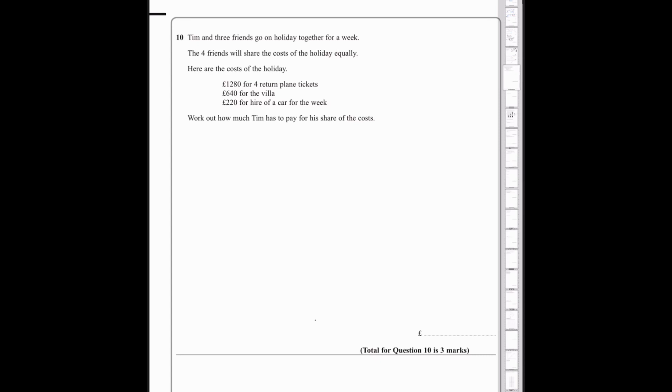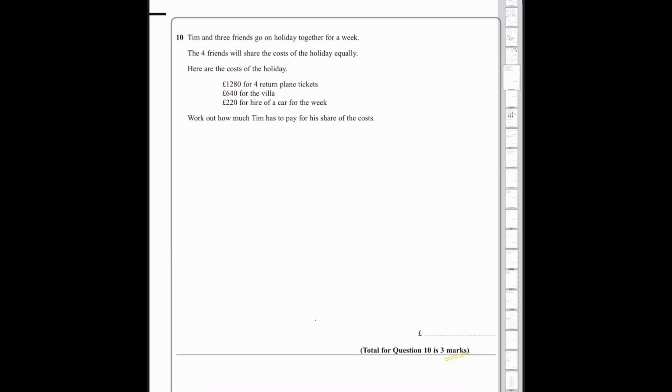Okay, question 10, another problem-solving question, but you get a nice 3 marks here. Tim and 3 friends go on holiday together for a week. The 4 friends will share the costs of the holiday equally. Here are the costs of the holiday. So £1,280 for 4 return plane tickets, £640 for the villa, and £220 for hire of a car for the week. Work out how much Tim has to pay for his share of the costs.